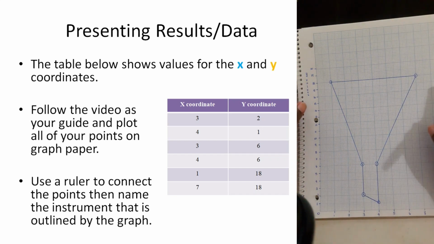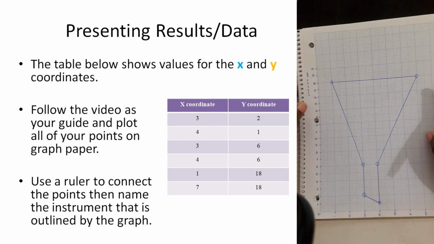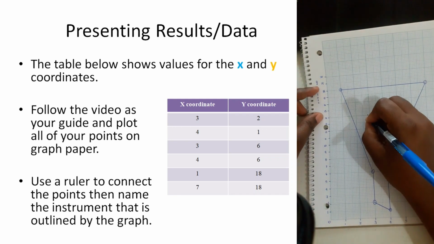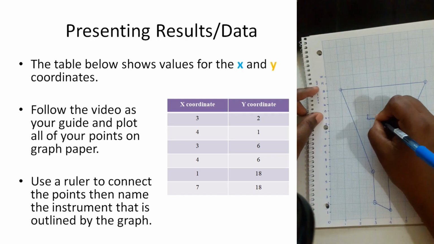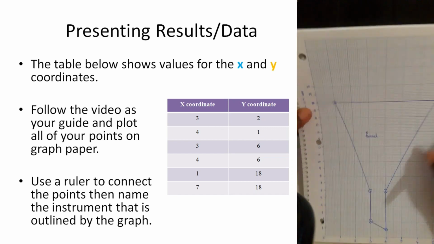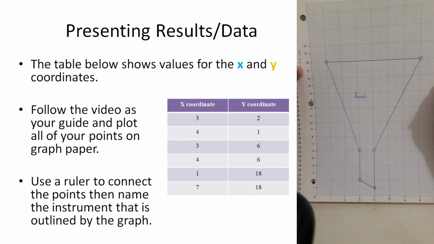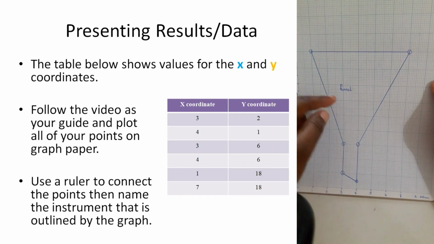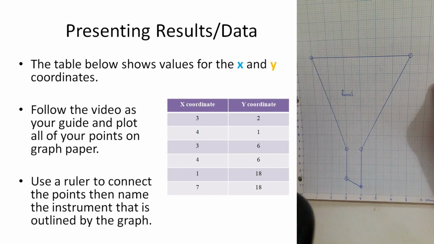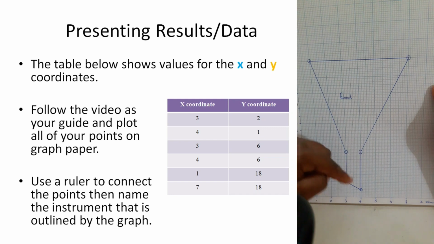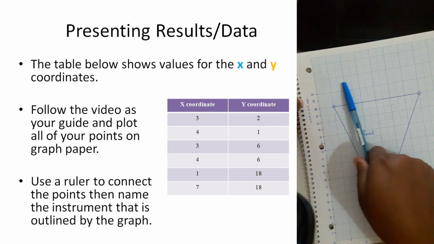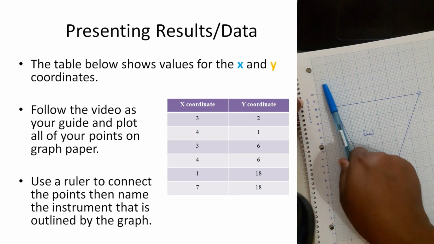And then they said, use a ruler to connect the points and name the instrument. So the name of this instrument, if you didn't know, is a funnel. So this is a funnel. So like I said, we had to label our axis. So we have the y-axis, and then we have the x values, and then we named the funnel. We also connected the points as the direction stated, and then we're missing one part, which is the graph title.